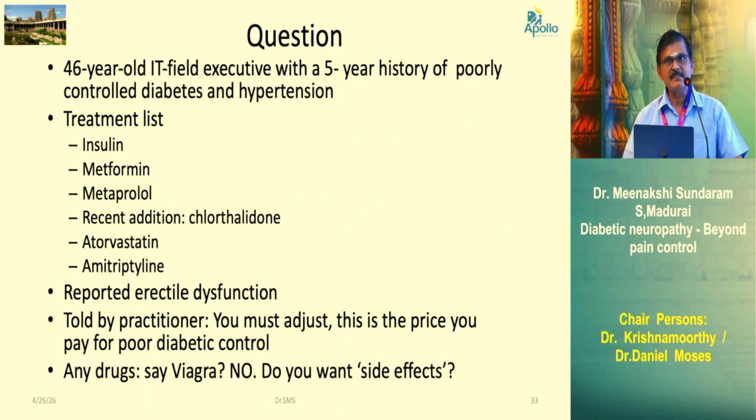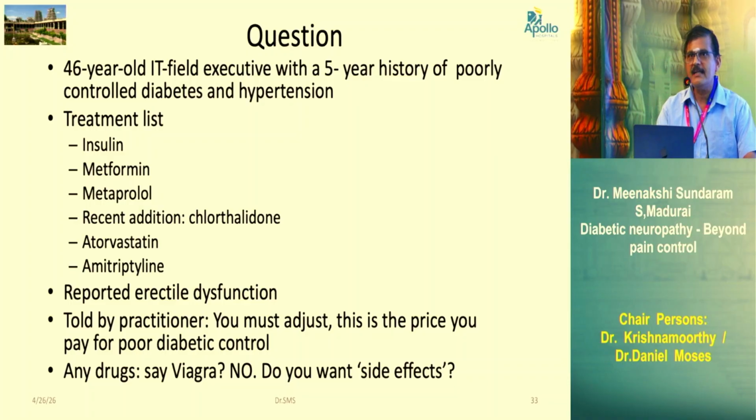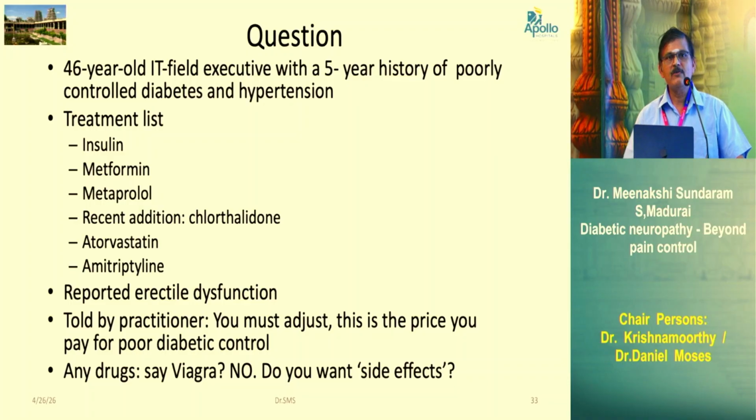This is an interesting patient. Again, sir knows this case. 46-year-old IT executive. 5-year history of poorly controlled diabetes and hypertension. You look at the number of drugs the patient is on. You can just read this, self-reading. And then this patient had erectile dysfunction. So when he went to the practitioner, he was told, this is the price you pay for poor diabetic control.